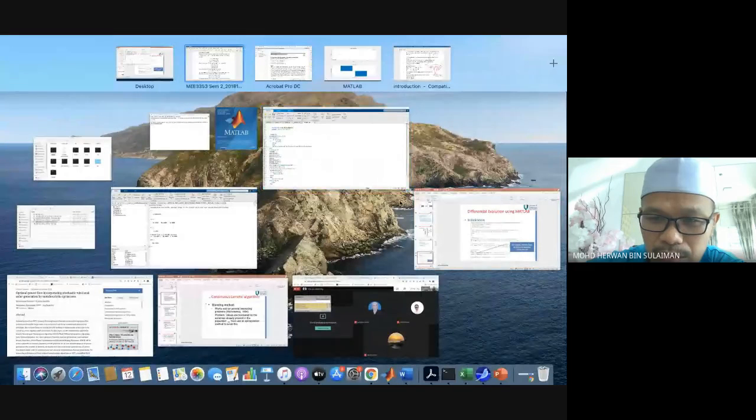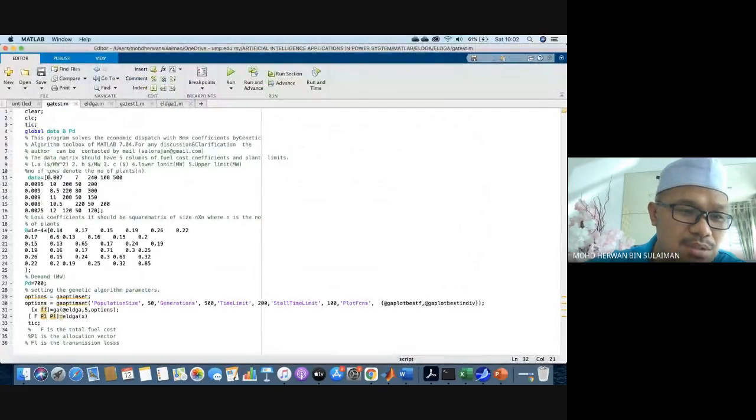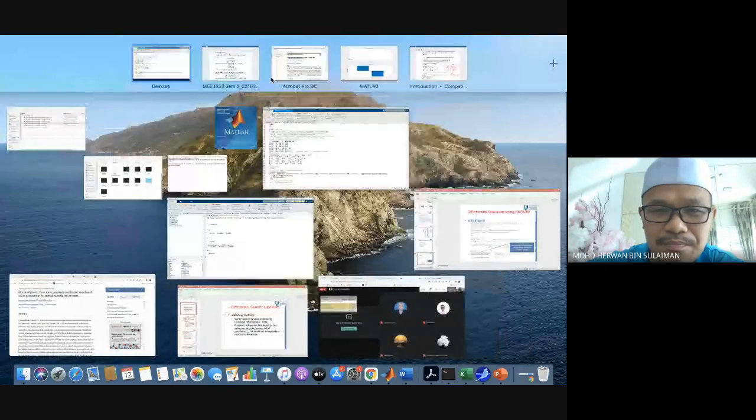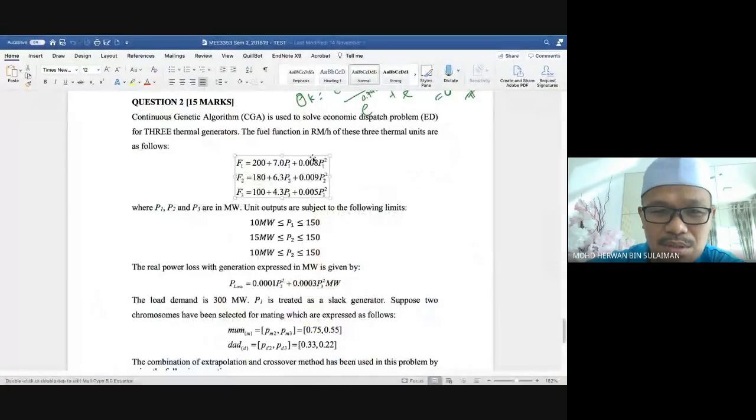But in the program MATLAB, I think it's different. Okay, don't be confused. This one is A, B, C, but in the test, this one is A, B, C. Oh, this one alpha, beta, gamma. So don't be confused. Normally there is a lot of floating numbers here. You need to times the P square. So you have alpha, beta, gamma, or A, B, C in the MATLAB. Okay, so you have 3 generators.